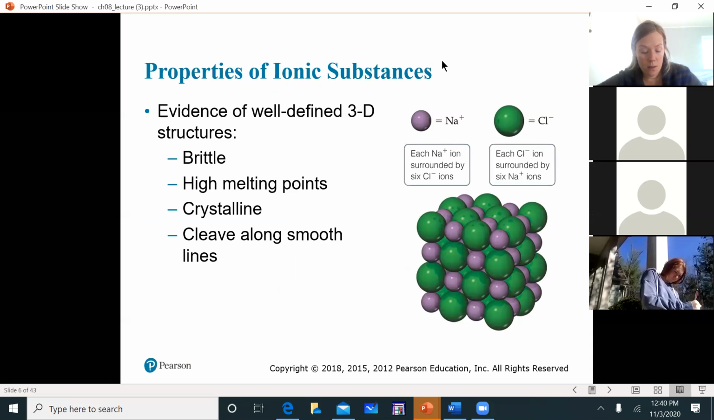Will you repeat whether or not this is one of the stronger bonds? As far as an ionic bond? Yes, it's a strong bond.